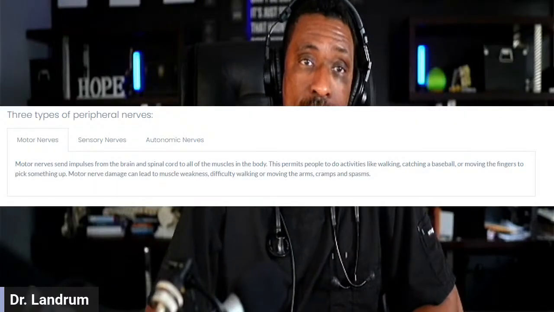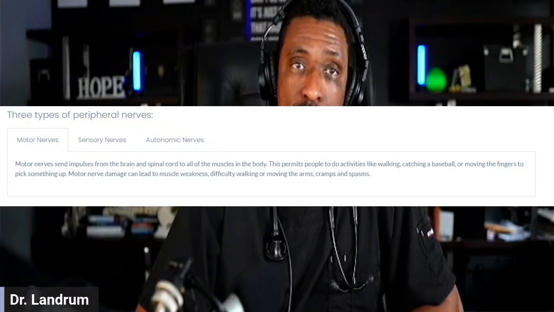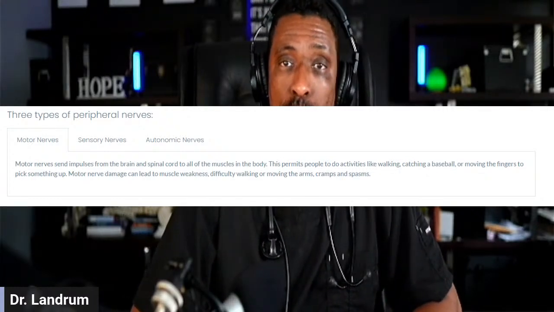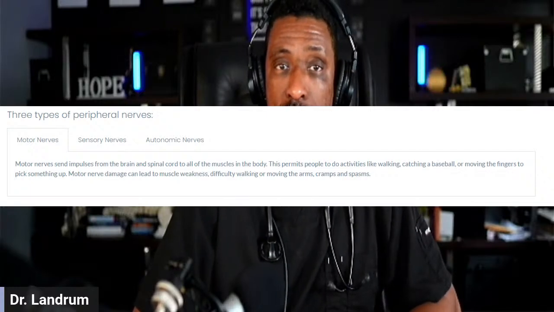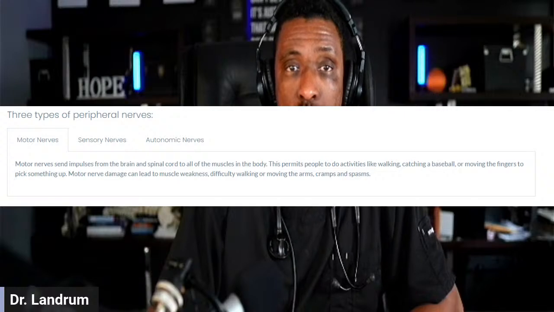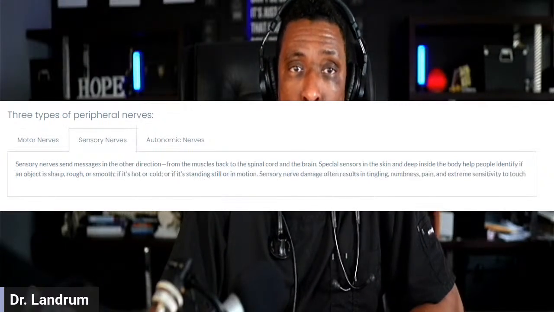So let's talk about the different components of the nerve, and how all these different types of nerves can be impacted in a negative way by peripheral neuropathy. So one is the motor nerve. Motor nerve problems are normally thought of as some type of palsy or stroke or something along those lines. It's what lets us walk, catch a basketball, move fingers. But sometimes these very same nerves can be impacted, traditionally through trauma, but can also have an issue with peripheral neuropathy.